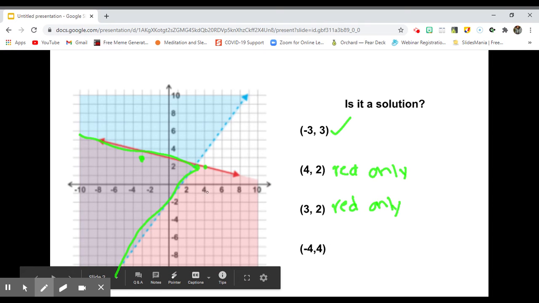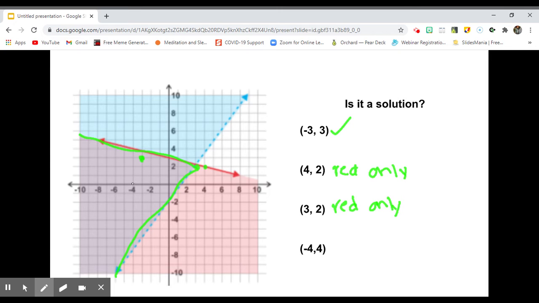And then now we have -4, 4. So negative 1, 2, 3, 4, up 1, 2, 3, 4. Again, that one happens to be a solution to both of them. And here's why. Yes, it is on the red line, but remember, that one was or equal to.